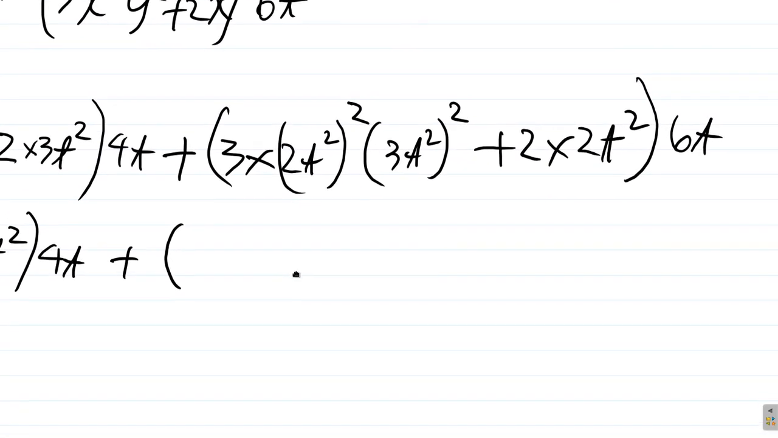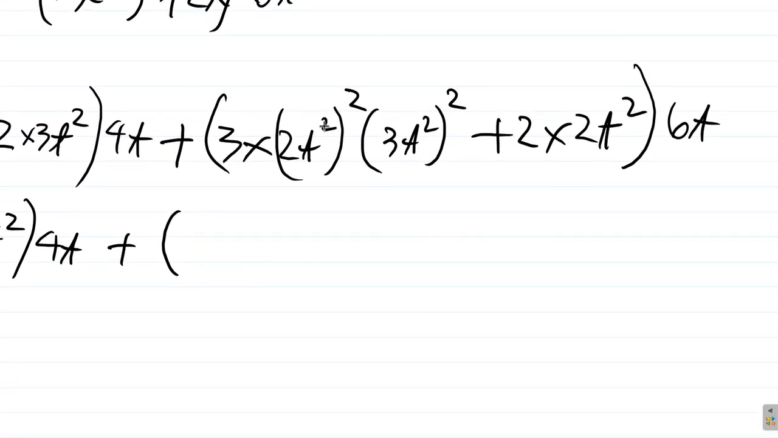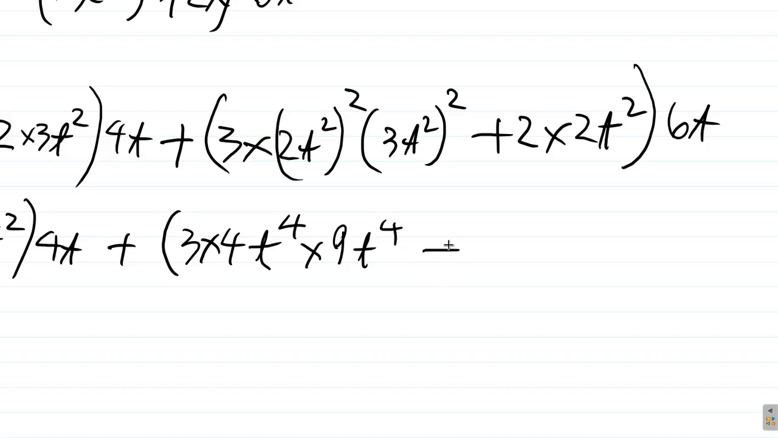This will be 2t squared squared. So it's 3 times 2 squared is 4 by t to the, multiply the powers, you get 2 2's 4 times 3t squared. 3 squared is 9 times t to the 4th plus, alright, 2 2's 4, t squared, all of that times 6t. Alright? All of that.